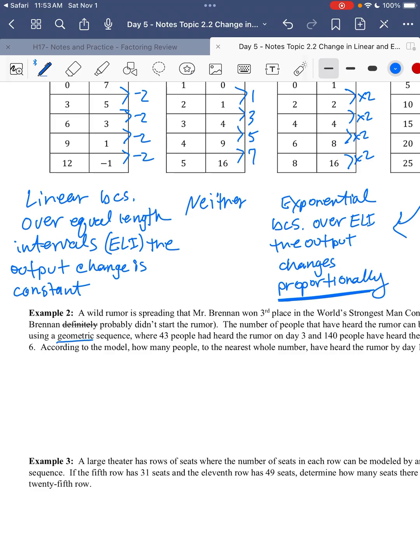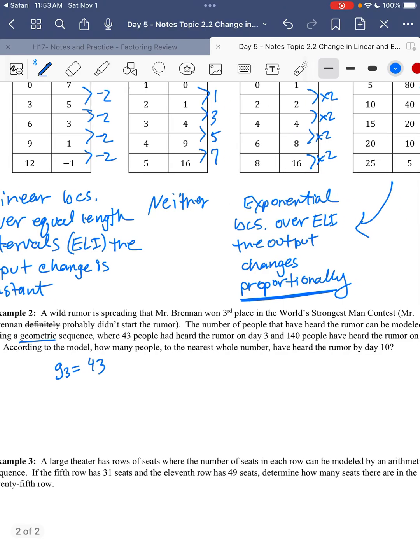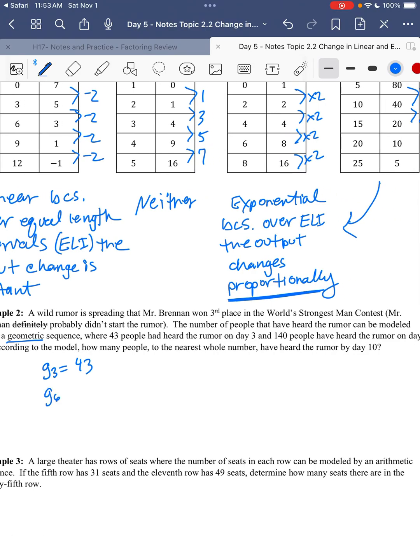All right, 43 people heard it on day 3, so I know that G3 is 43. And 140 people heard the rumor on day 6. So G6 is 140. All right, so this gives me a way to find my common ratio. All right, it might not be pretty because I don't really see a good relationship between 43 and 140, but that's what I'm going to go with.